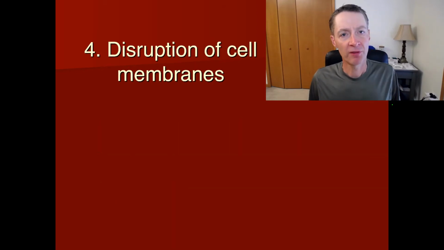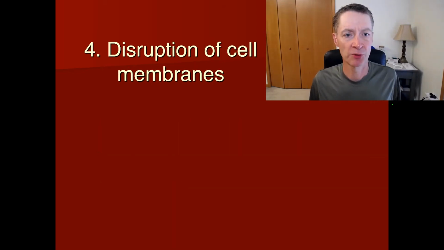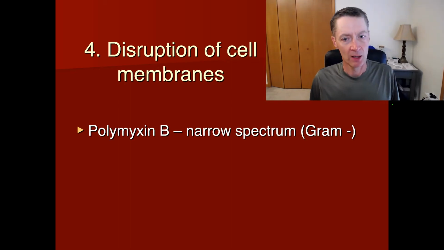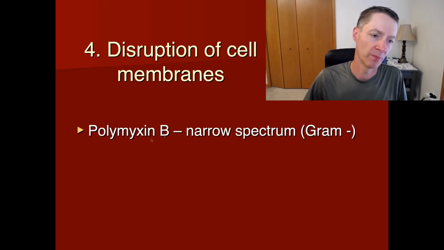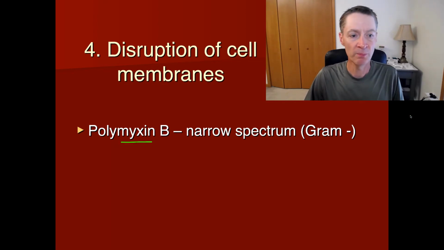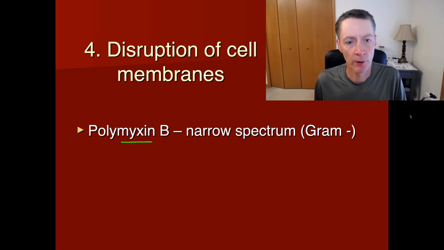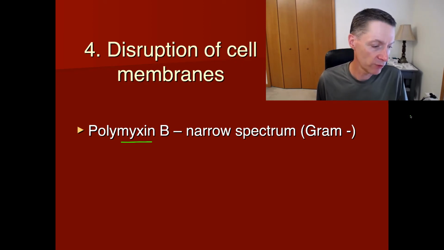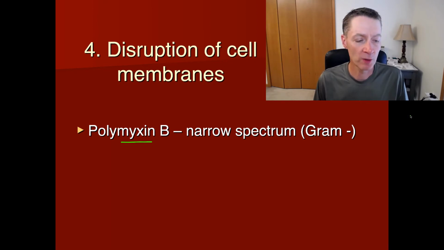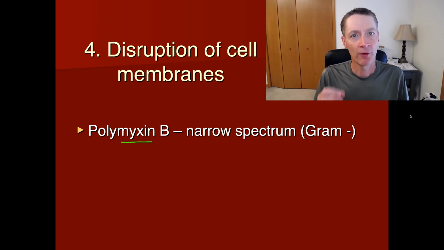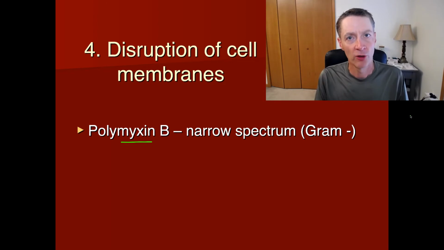All right, we have a fourth category, and that is the disruption of cell membranes, all right? A lot of mixins; this end of the word, mixin, is going to be cropping up a bit here in this particular category. Now, the mixins are a bit of a narrow spectrum. They affect gram negatives more than they do gram positives. This is based specifically on certain kinds of lipids in the membrane. Okay, this is how they work, and this is how they can be more targeted towards the microbe.